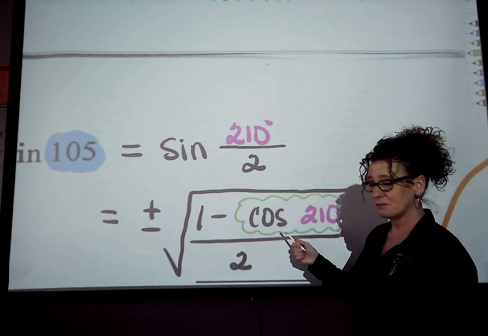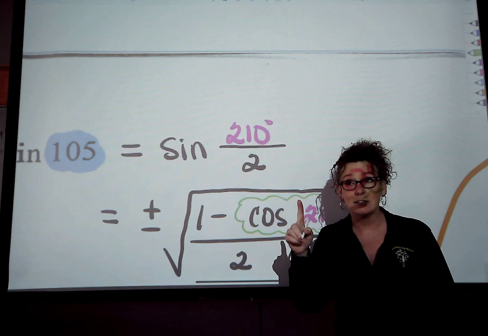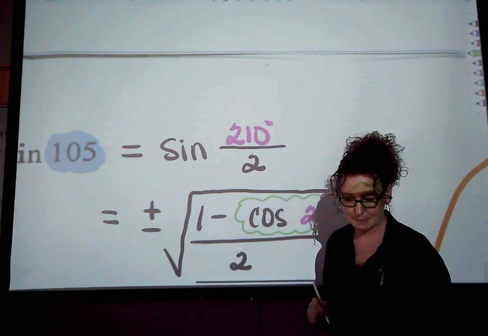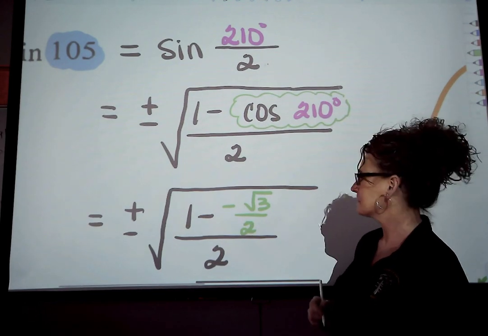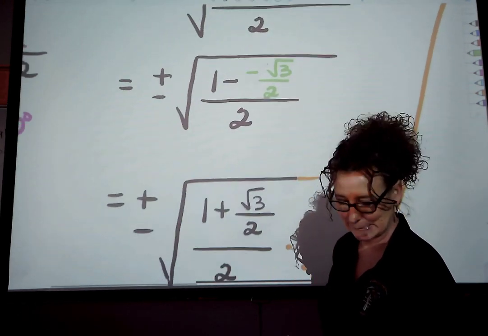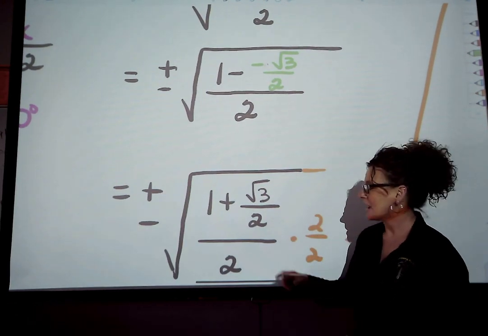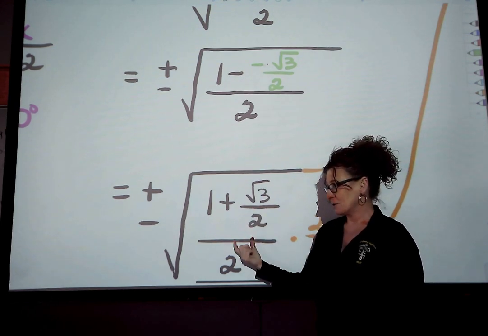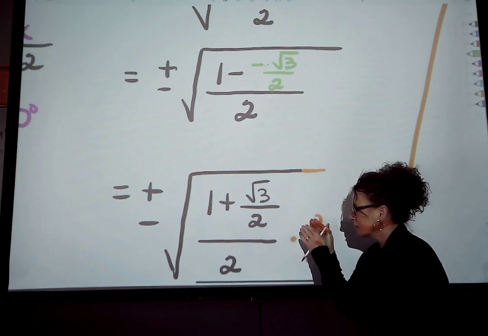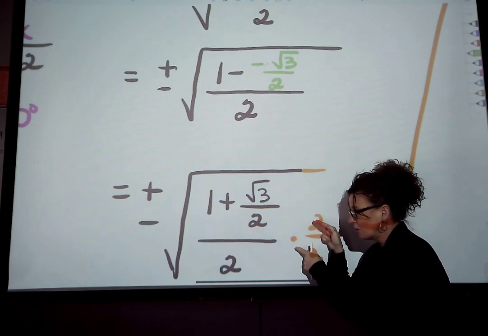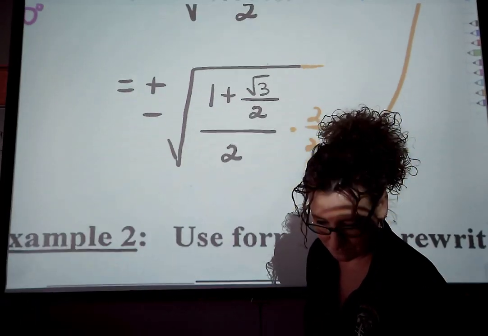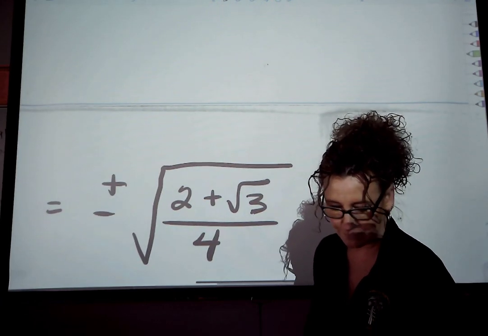So this green cloud is going to be replaced with radical 3 over 2, but negative, quadrant 3. Now, miniature fraction within a fraction. Let's get rid of it. So I'm going to tuck under my radical sign, and I'm going to multiply inside this fraction by 2 over 2. Perfectly legal. Distribute, multiply across the bottom.